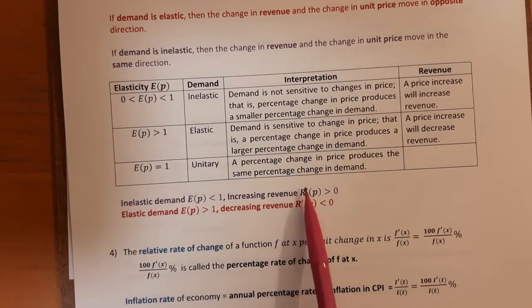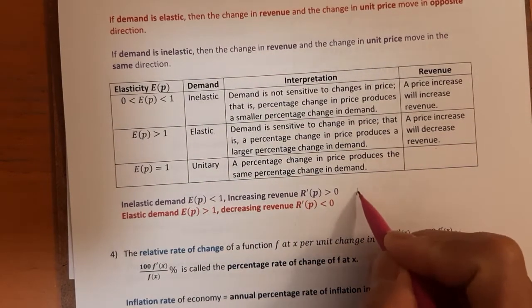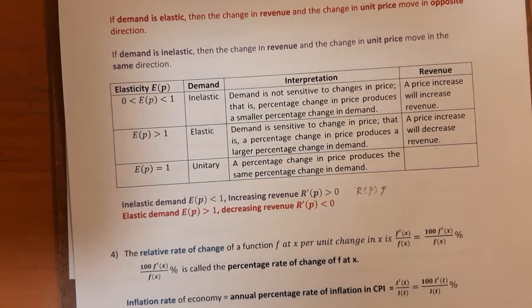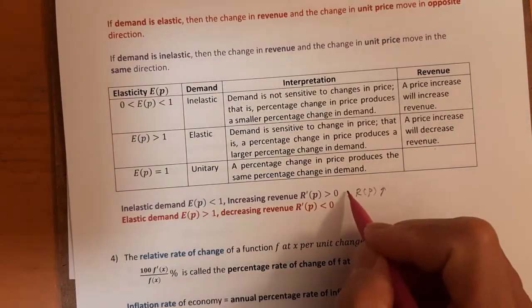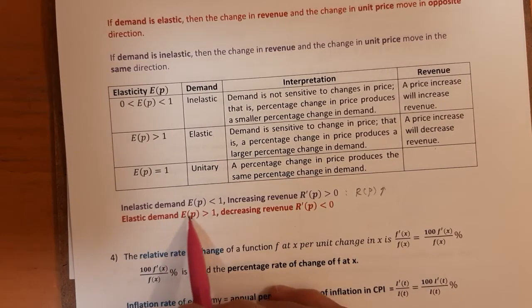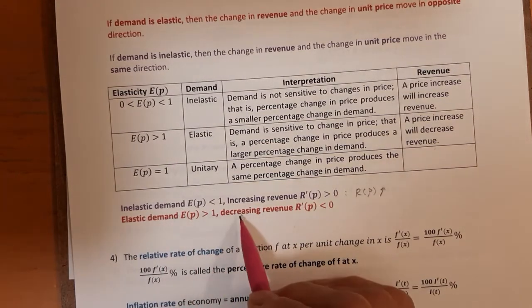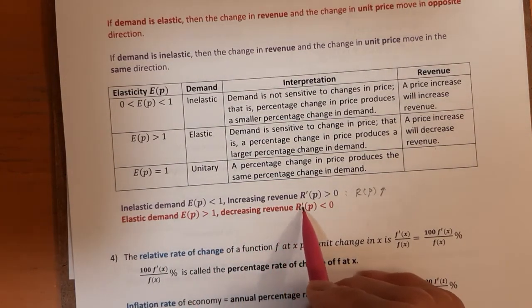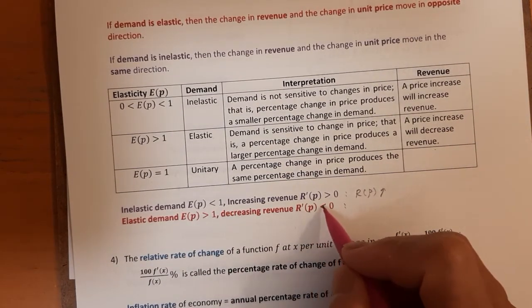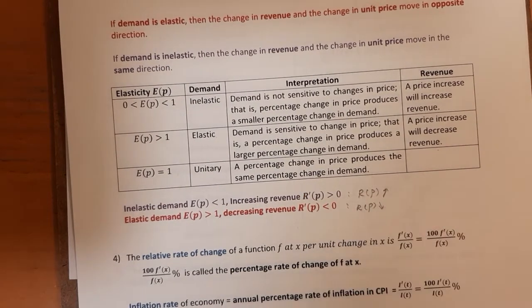So following, E(p) less than 1 is inelastic demand: increasing revenue, because R prime(p) is positive, and the first derivative of the R function is positive, then the function is an increasing function. And if E(p) is greater than 1, it is elastic demand: decreasing revenue, because R prime(p) is negative, so the revenue is decreasing.